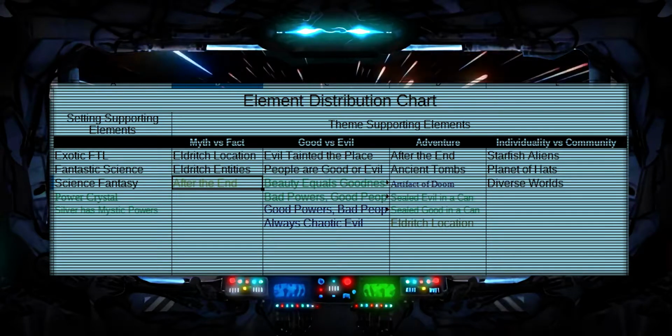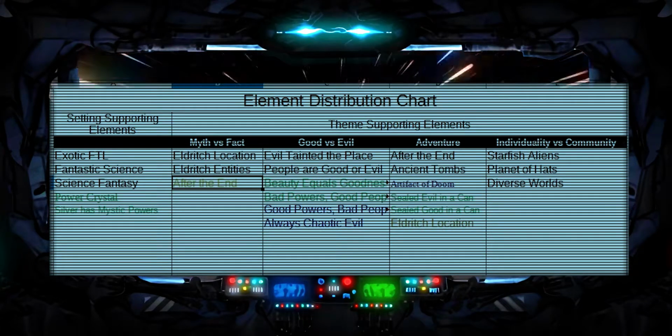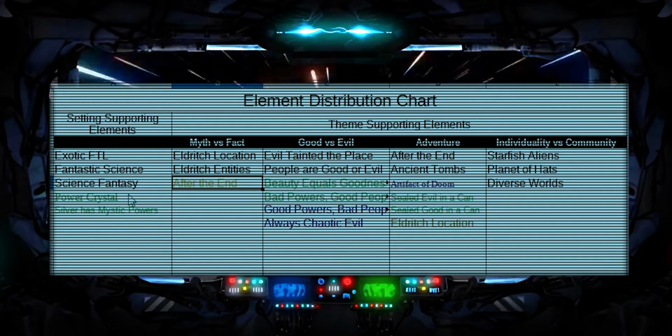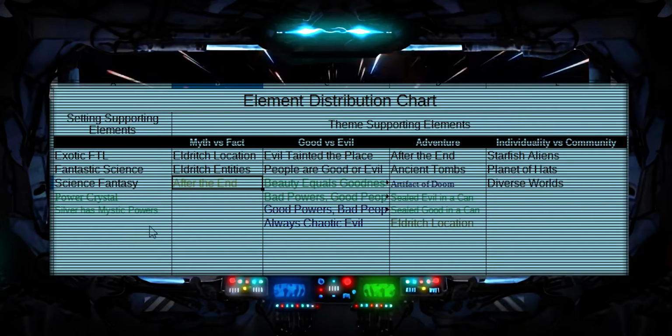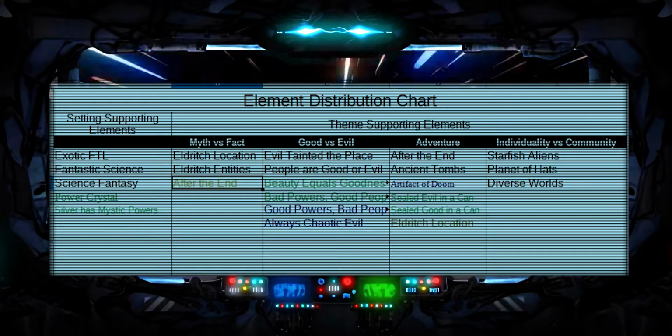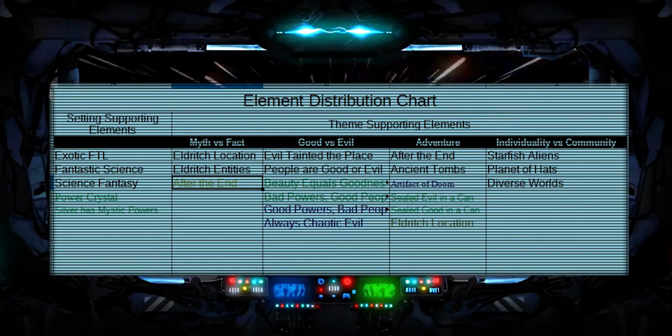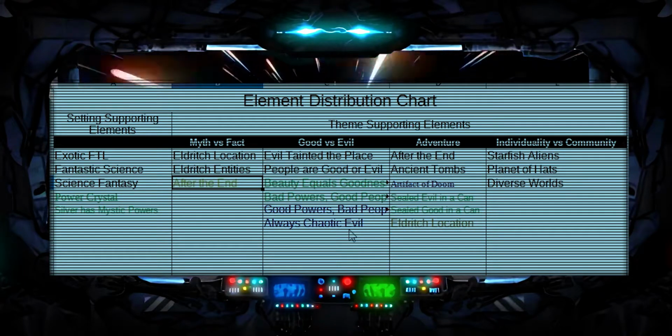Green are ones that I added, which are just kind of interesting to me, like the idea of power crystals and silver actually having mystic powers. It plays well with more science-y based magic systems. And then we got the blue ones here.